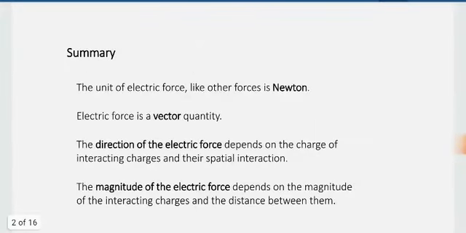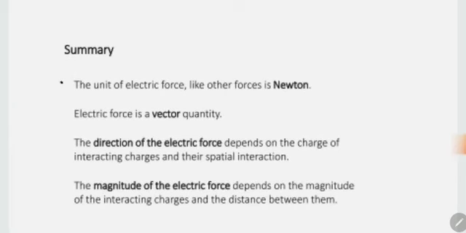Sorry. Let me get straight to the point by telling you these bulleted concepts. The first one: because electric force is a force, you would expect that the unit will be newtons. When you solve for electric force, the result should be in newtons. Second, electric force is a vector. So you have to provide two pieces of information: the magnitude of the force and the direction of the force.